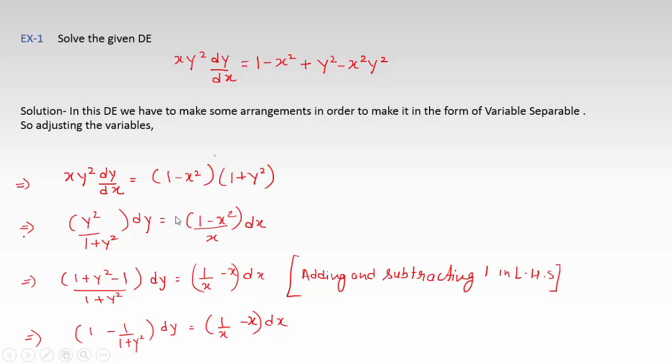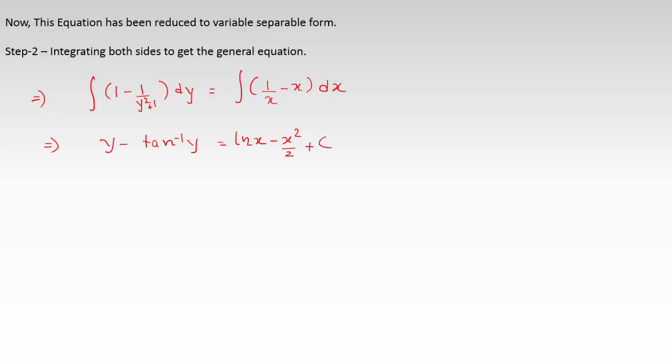Then we separate the variables by rearranging. We can get this result very easily. We add and subtract 1 in the numerator of the left hand side to make it suitable for integration. Then we get the desired equation so that we can integrate it easily. Now this equation has been reduced to variable separable form. The next step is to integrate to get the general equation, which is a very simple process, just by integrating 1 by y square plus 1 by x and x. So we can get our desired result like that.